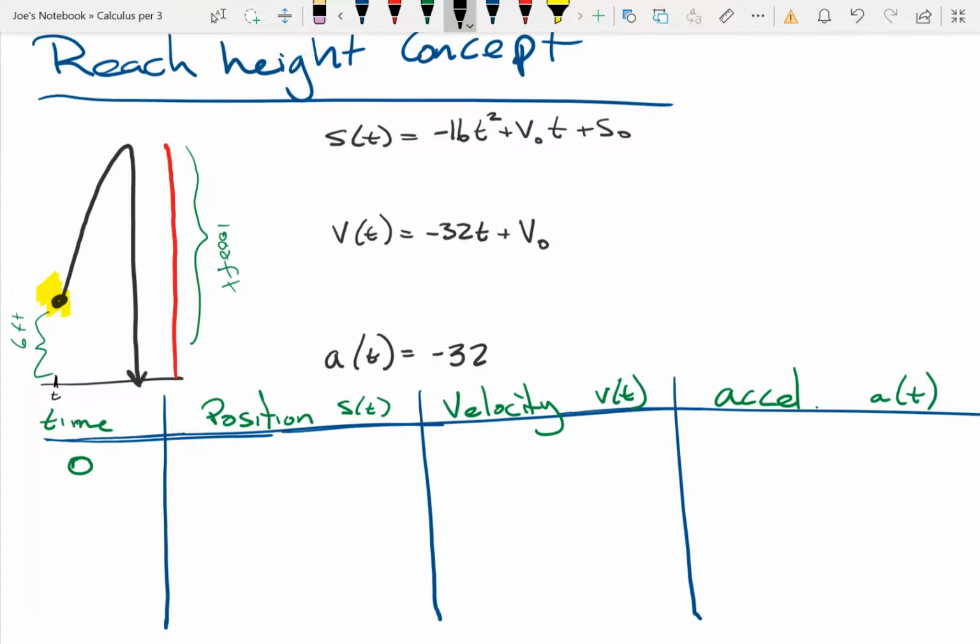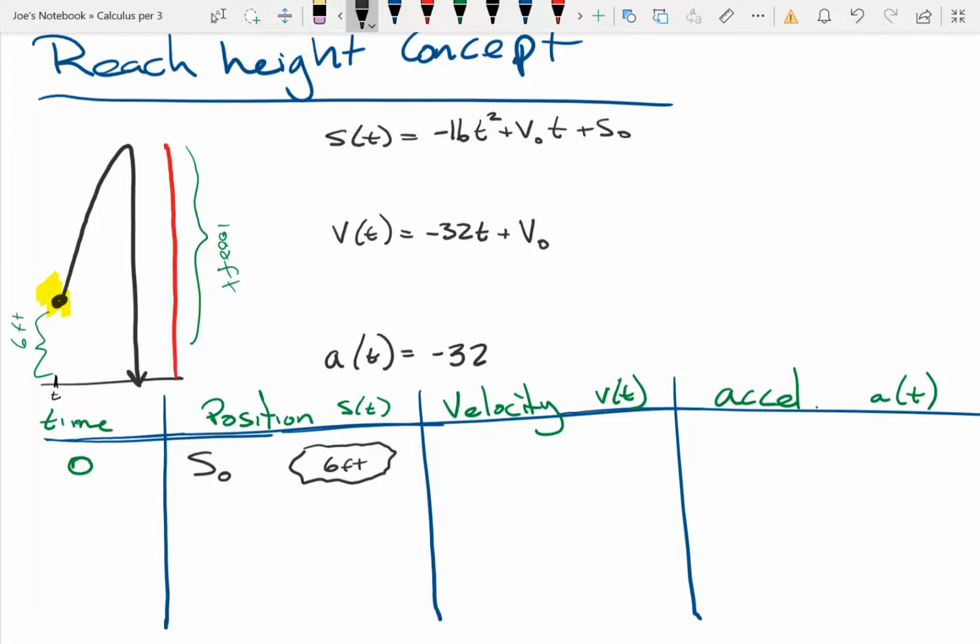So when time is 0, we want to know the position. That position for all functions will be s sub 0, initial position. Give me a number in this particular case. What number is it? 6. It's right there. It's 6 feet. That's where we are.